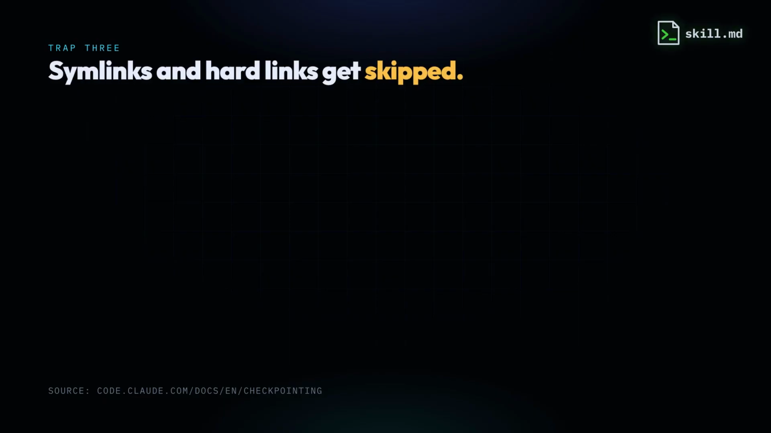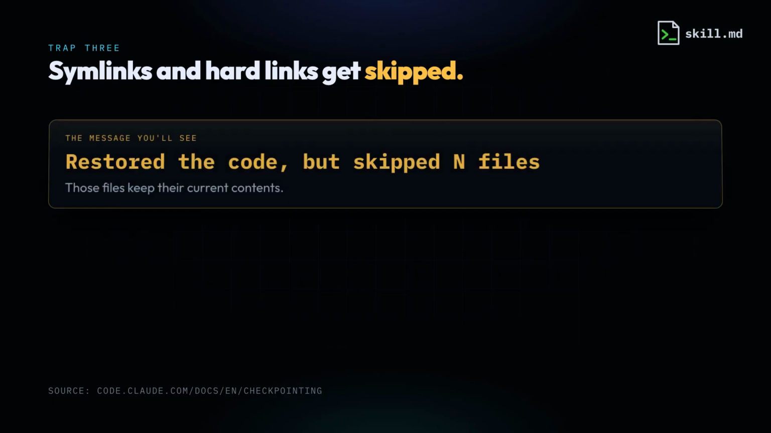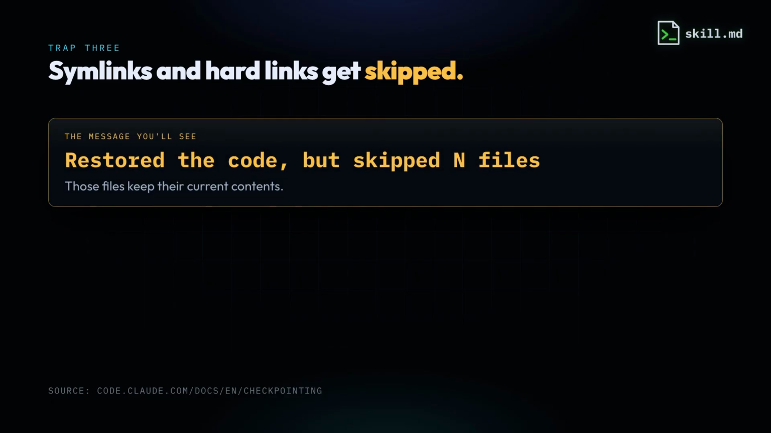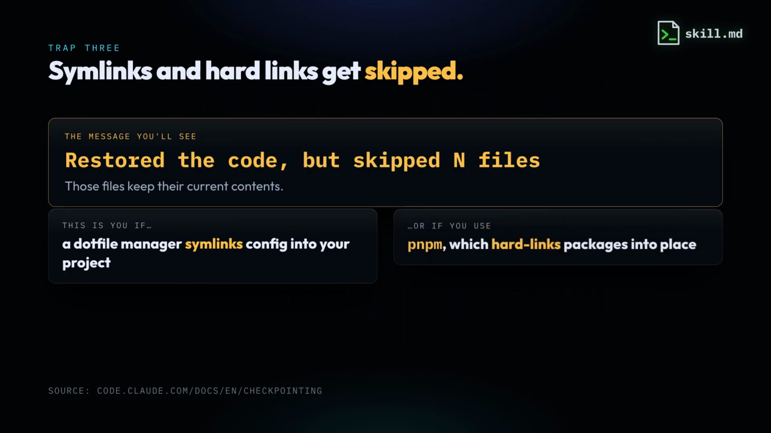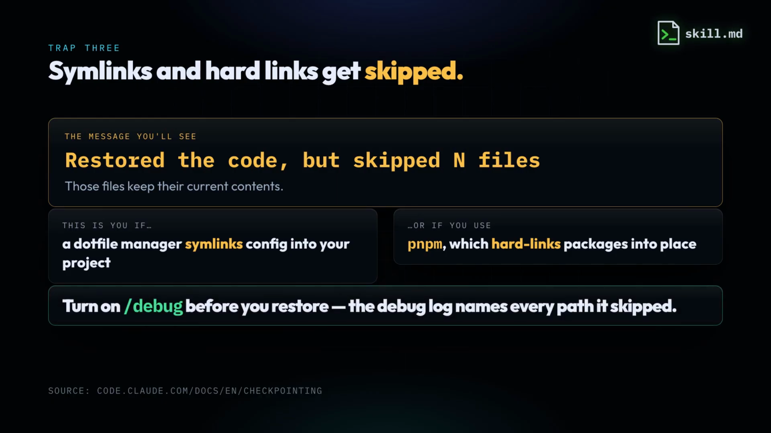Third, symlinks and hardlinks. When you restore code, Claude Code skips any tracked path that's a symlink or a hardlink and tells you, restored the code but skipped n files. Those files keep their current contents. If you use a dotfile manager that symlinks config into your project, or pnpm, which hardlinks packages into place, this is you. Turn on /debug before you restore, and the debug log names every path it skipped.